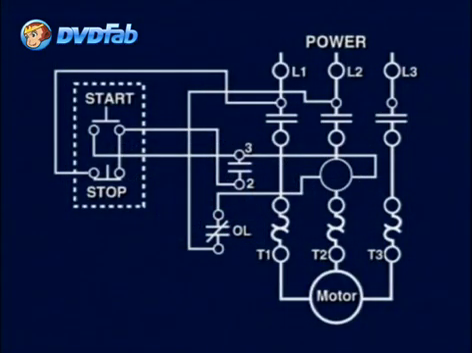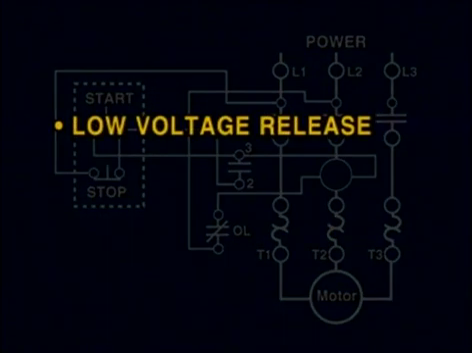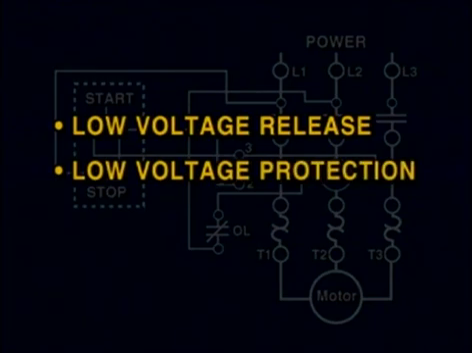In a wiring diagram, the 3-wire circuit looks like this. Here, we can see the 3 wires that go to the starter. 3-wire control does provide both low voltage release and low voltage protection.